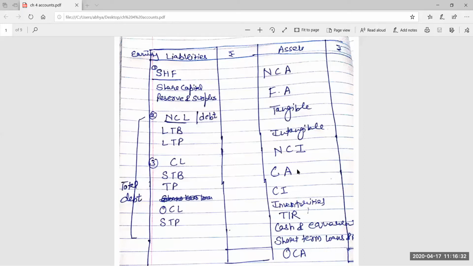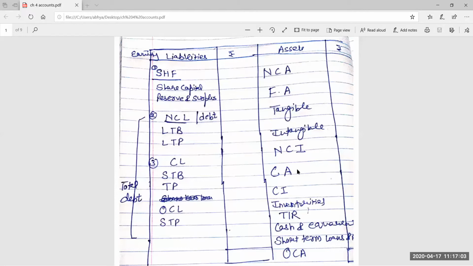So shareholder funds represent the owned fund, and non-current liability plus current liability represents the borrowed fund, which is also known as total debt. So if in a question total debt is given, it means the addition of non-current liability plus current liability. And if only debt is given, and the word total is not given with it, then it means only the non-current liability, long-term borrowing and long-term provision.